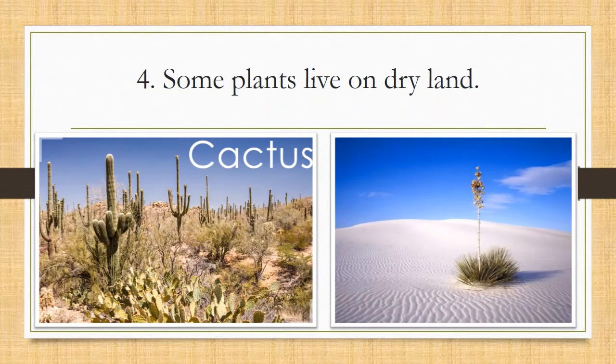Some plants live on dry land. It is a very hot place and doesn't have water. It only rains a few times in 1 year. One example of plants is the cactus. Do you see the cactus? It is big and pointed with very sharp thorns, like needles.